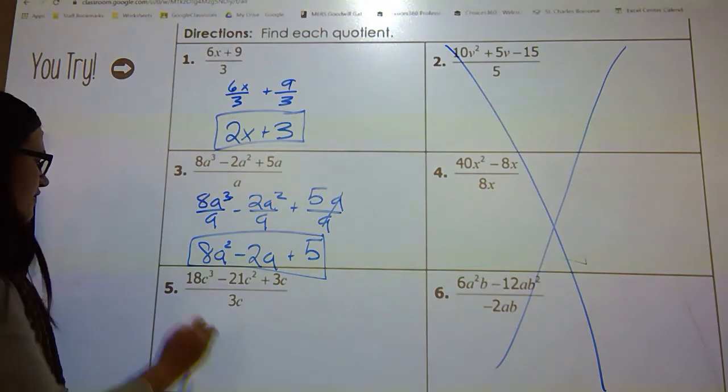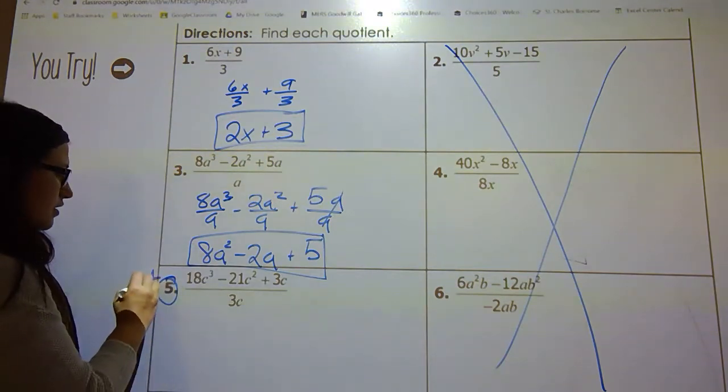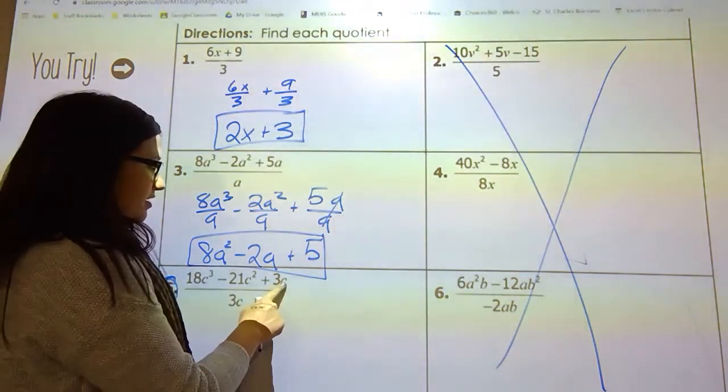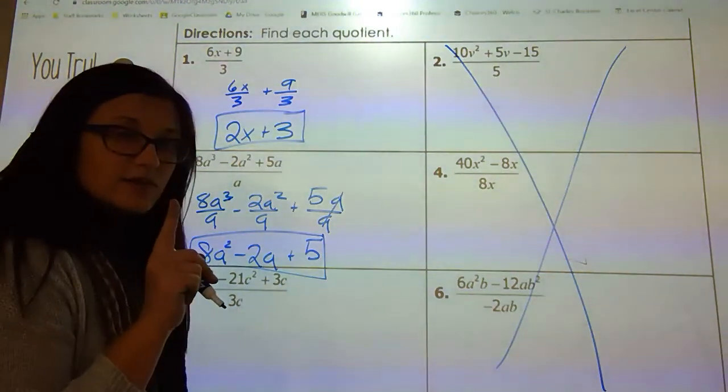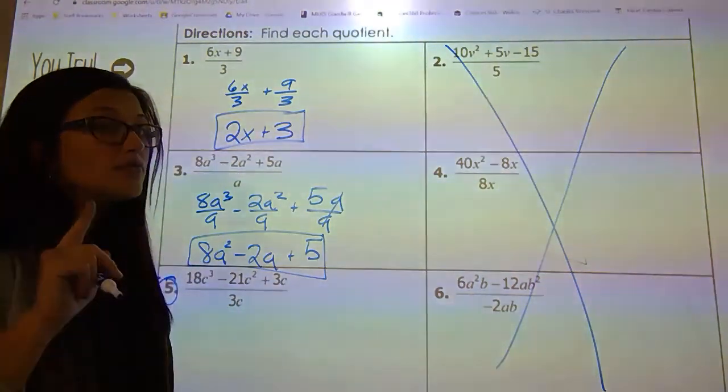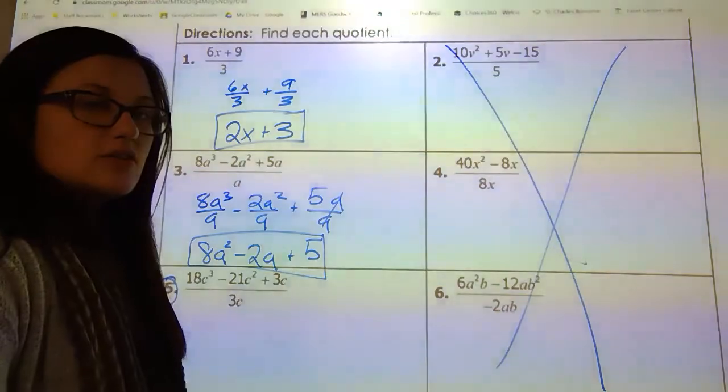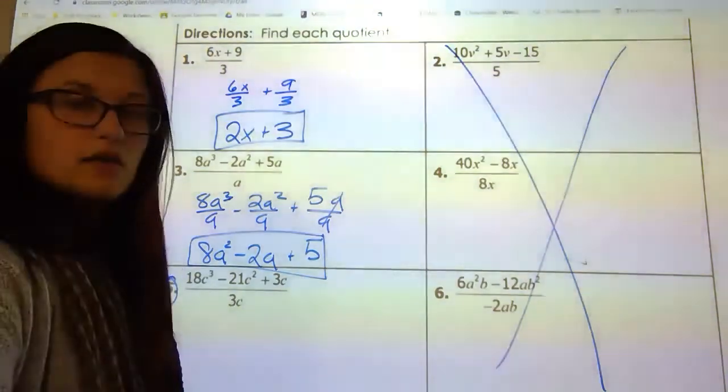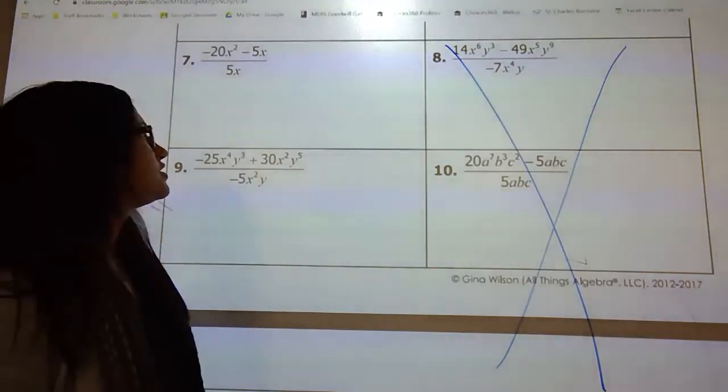Okay, I am gonna leave number 5 for you. Be careful, guys. I see my last term is gonna be 3c divided by 3c. Make sure you write a 1 for that, okay? Don't make that just go away. Okay, let's do 7 and 9.